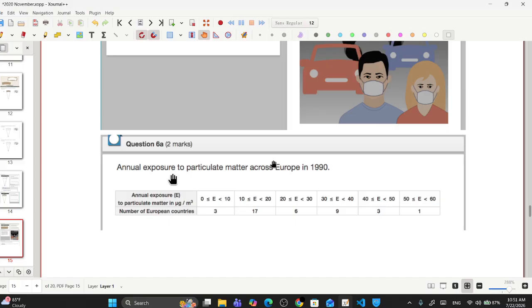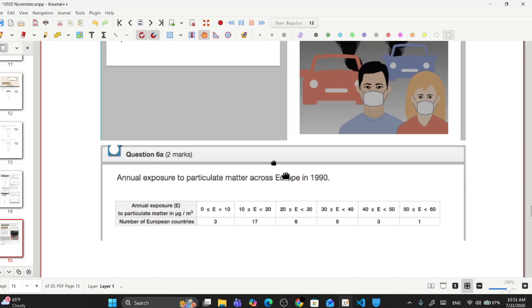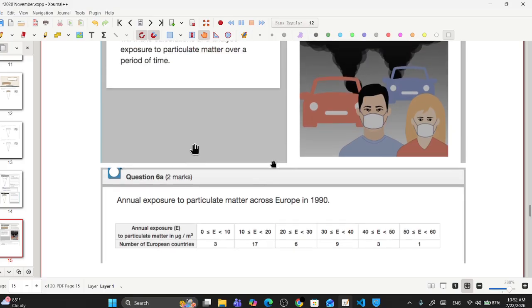Annual exposure to particulate matter across Europe in 1990. So what we are essentially calculating here is we have a number of countries, and when particulate matter is released due to carbon monoxide or whatever the problem is, there is some exposure that takes place, and that is calculated by the formula microgram over meter cube. It's like a physics question. Can you tell me what sort of derived unit are we calculating here?